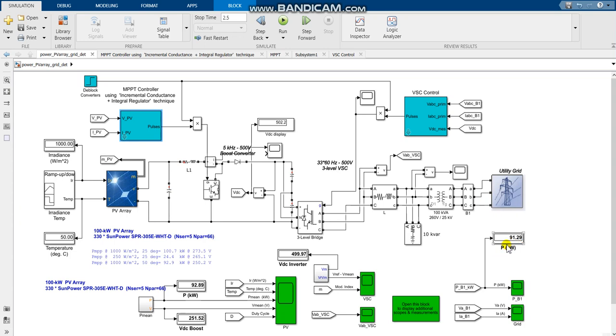The output power that we got for our whole system hitting the utility grid is 91.29 kilowatts, where our input power coming from the PV array was 92.89 kilowatts. This provides our whole system with an efficiency of over 98%.